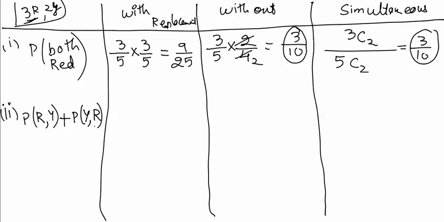Now you might be wondering why I have not taken this order in the first case. See, in the first case, it was both red balls. So whether the first ball is red or the second ball is red, you are ultimately getting both red balls. But when you're talking about the second case, first red and then yellow, or first yellow and second red, makes a difference.